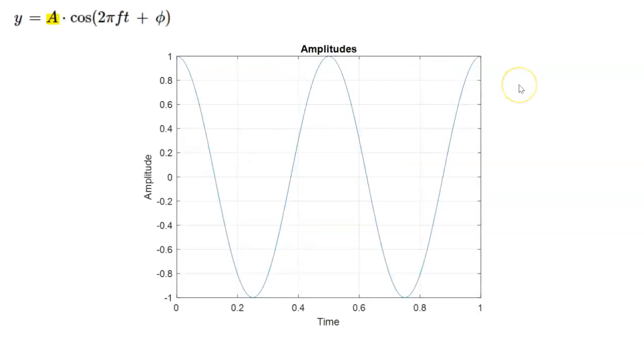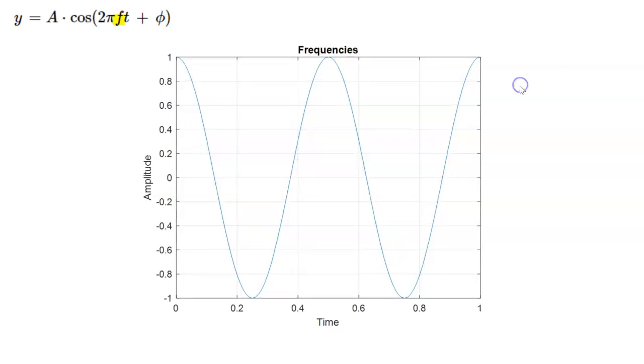First we'll go through the amplitudes. This determines how high or how low a sinusoid reaches. This example sinusoid has an amplitude of 1, but if we were to change its amplitude to 0.5, it would look like this. Now, frequency determines how many cycles it goes through in 1 second.